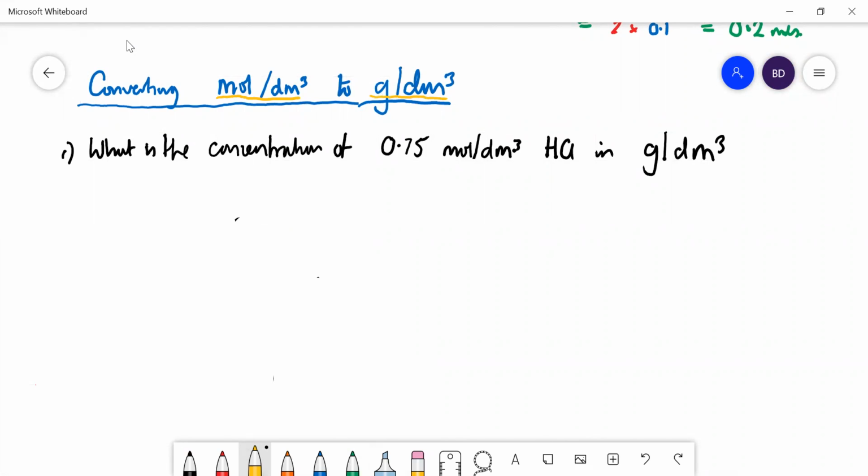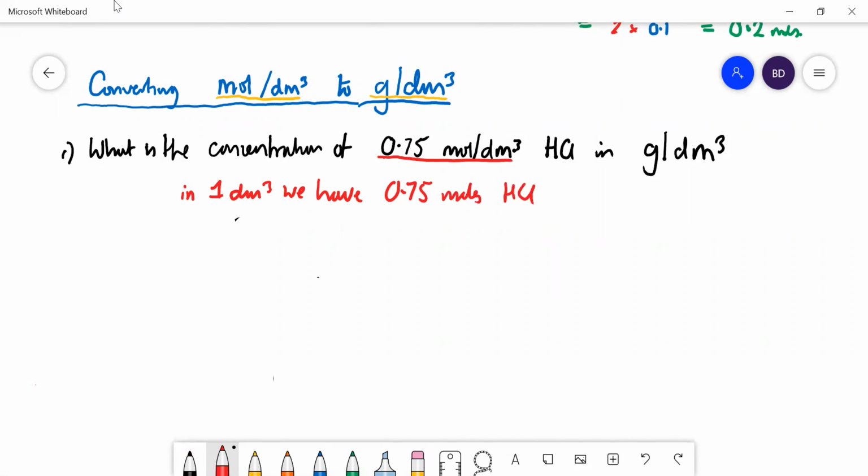So what's the concentration of 0.75 mole per decimeter cubed HCl? We've got to convert it into grams per decimeter cubed. Well, to explain it, I will say that in 1 dm cubed we have 0.75 moles of HCl. So what we need to find out is, how much does this weigh? What's the mass of that?